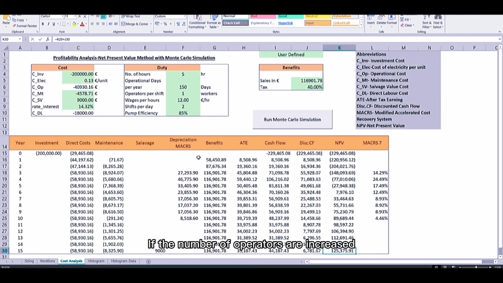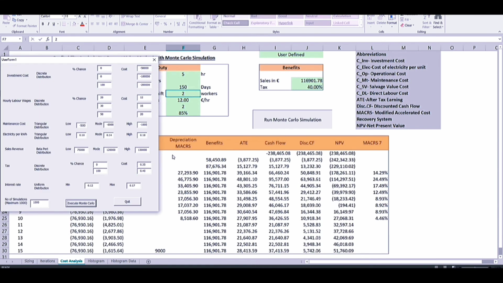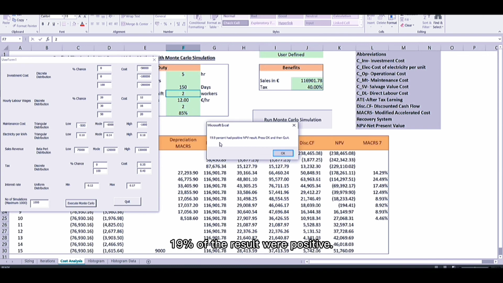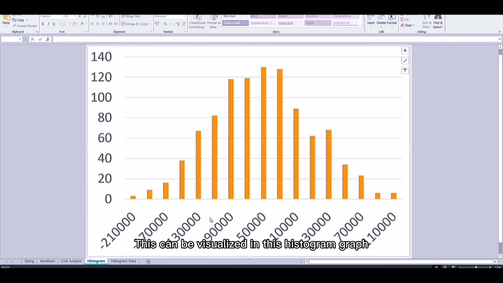If the number of operators is increased and we run the simulation again, we can see a different result. By increasing operators, we can see that 19% of the results were positive. This can be visualized in this histogram graph. Around 800 simulations ended with negative NPV result and 200 simulations ended with positive NPV result.